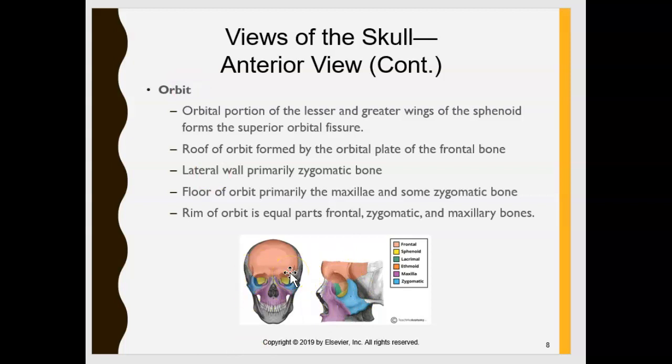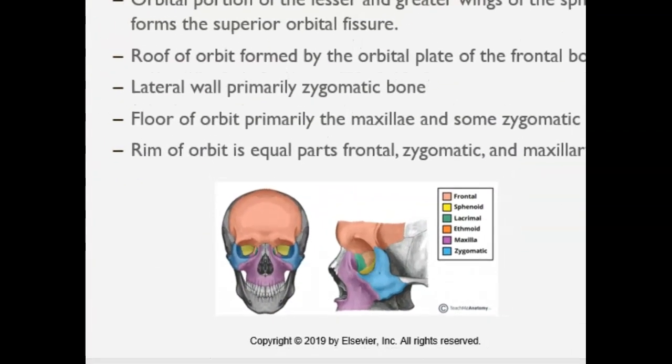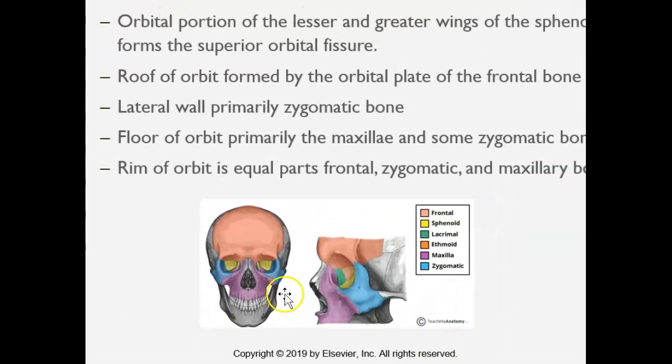And so a question that might appear is: what makes up the orbit? What bones form the orbit? So if we look over here in the orbit, and I'm just going to zoom in slightly so you can see better, this orbit is made up of the frontal bone, the zygomatic bone, and the maxilla bone. So the rim, or the outline, of the orbit is made up of these three bones.